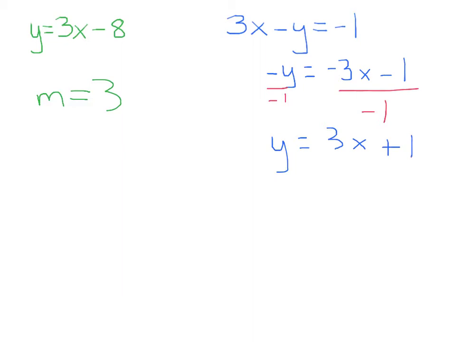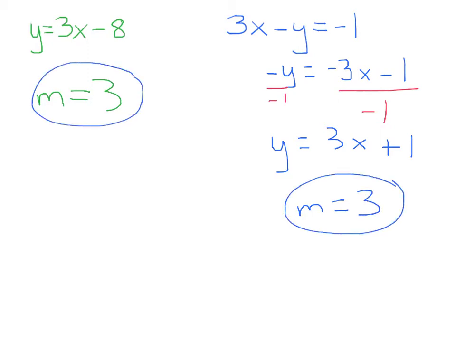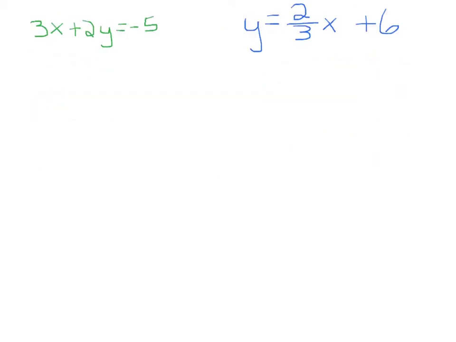So the slope in this equation is also 3. So because these two equations have the same slope, they are parallel. If you were to graph those two equations, you will have two different lines that are parallel. Okay, let's do the same thing with these two equations.